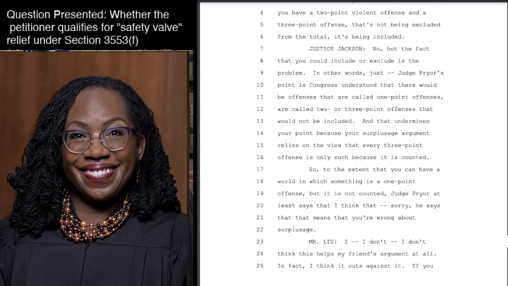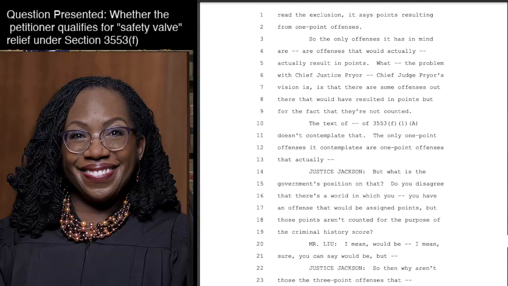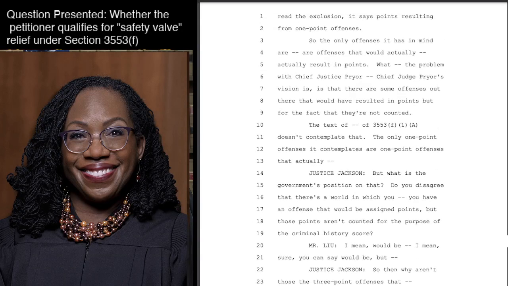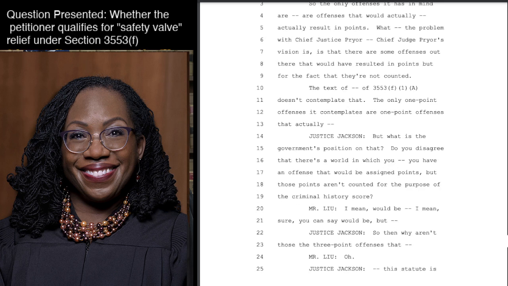I don't think this helps my friend's argument at all. In fact, I think it cuts against it. If you read the exclusion, it says points resulting from 1-point offenses. So the only offenses it has in mind are offenses that would actually result in points. What was the problem with Chief Judge Pryor's vision is that there are some offenses out there that would have resulted in points, but for the fact that they're not counted. The text of 3553(f)(1)(A) doesn't contemplate that. The only 1-point offenses it contemplates are 1-point offenses that... But what is the government's position on that?